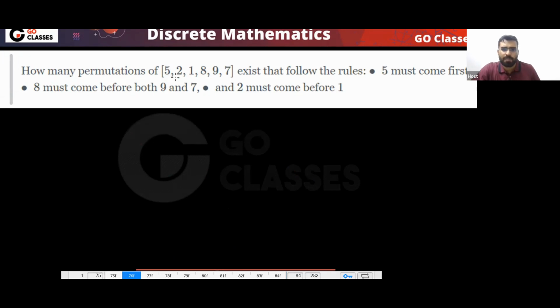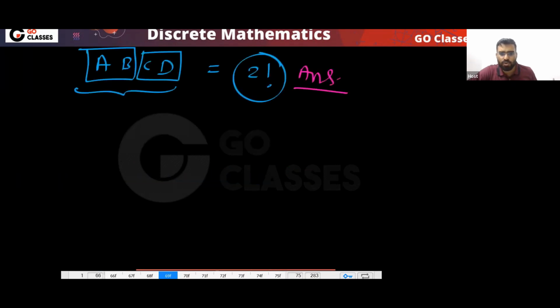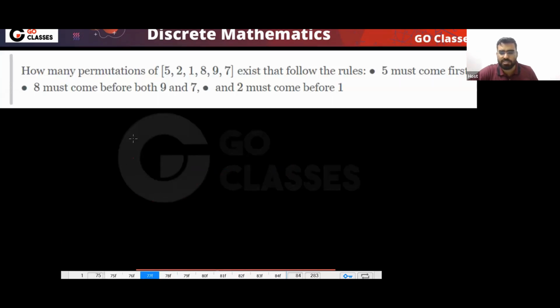Okay, next, how many permutations of this exist that follow these rules? These rules must hold. 5 must come first. 8 must come before 9 and 7. 2 must come before 1. Now this is the question where you will find the importance of this method. I told you method 1 is nice. The importance of method 1 you will find in this question. Okay, let's do this question.